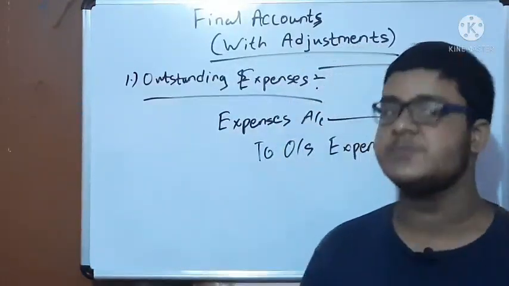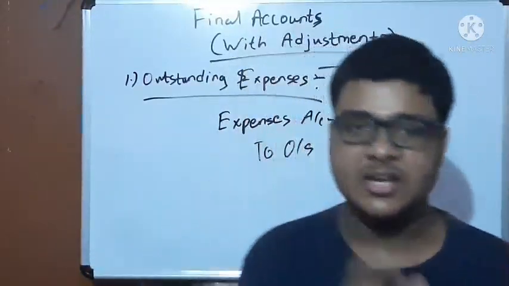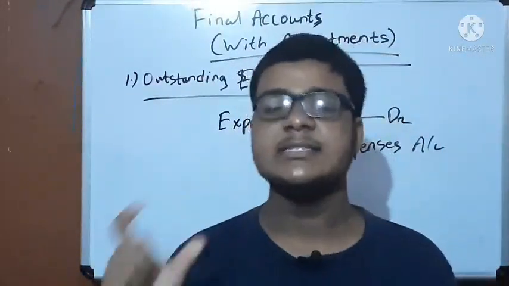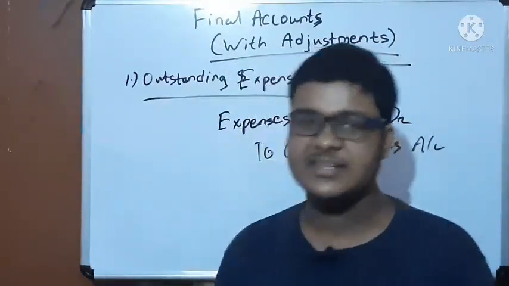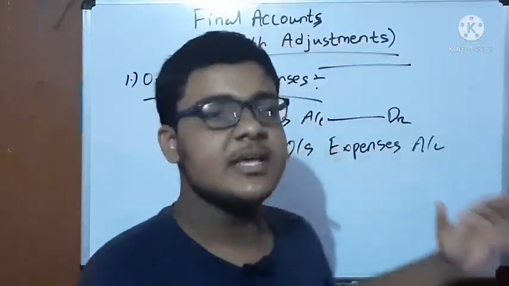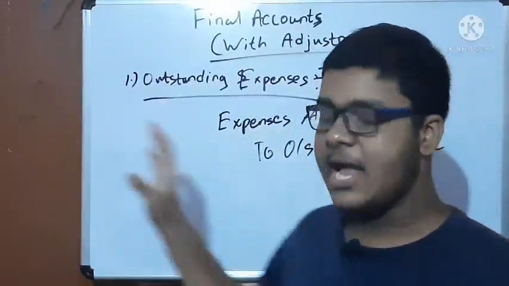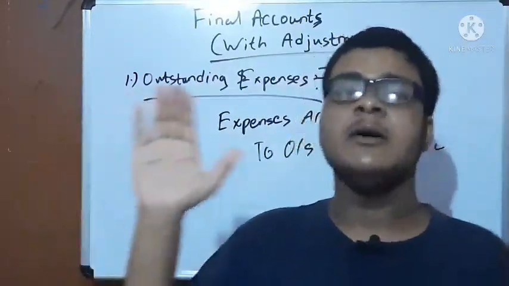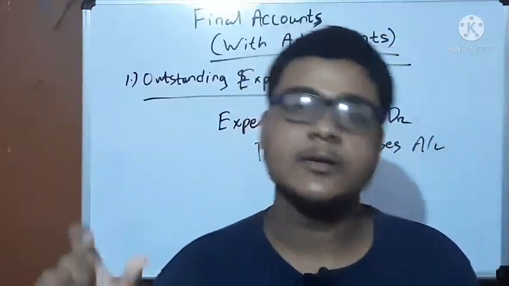And at last, the outstanding expenses, outstanding wages or outstanding salary are to be recorded on the liability side as a current liability. So it is recorded as a current liability, and it is added to the expenses. Only the outstanding expenses are added to that particular expense. If it is salary, then only outstanding salary is added to that salary.